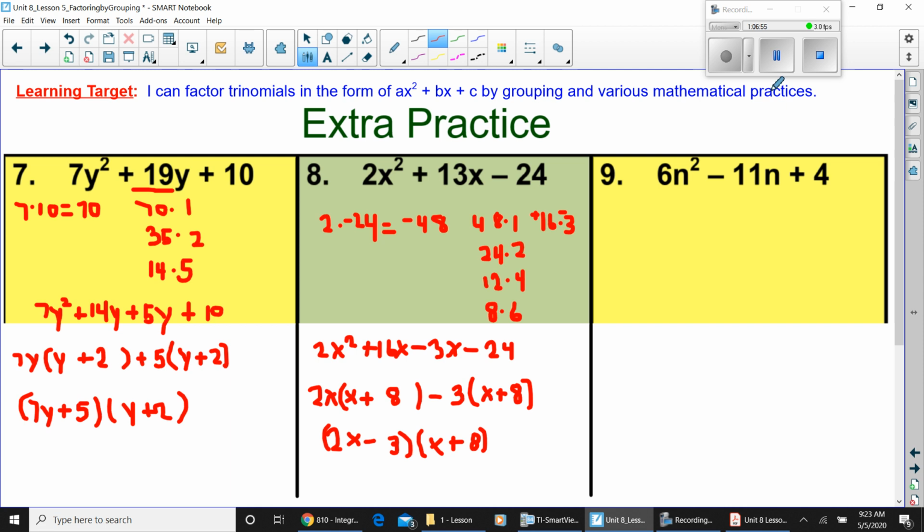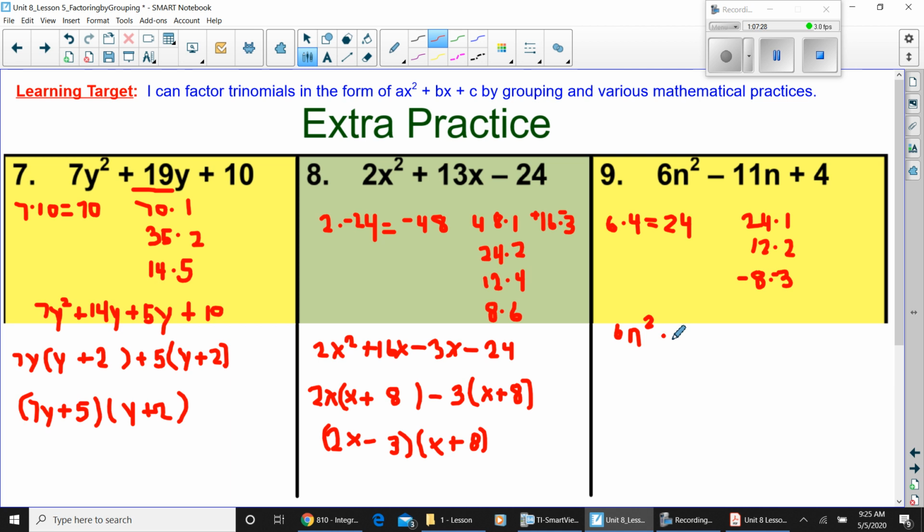And that's it. Press pause for number 9. Press pause now. Okay, so I had 6 times 4 is 24. Then I started looking for factors that multiplied to 24 but added to negative 11. If I have negative and negative, that is a positive, and negative 8 minus 3 equals negative 11. So this is how I'm going to put that down.